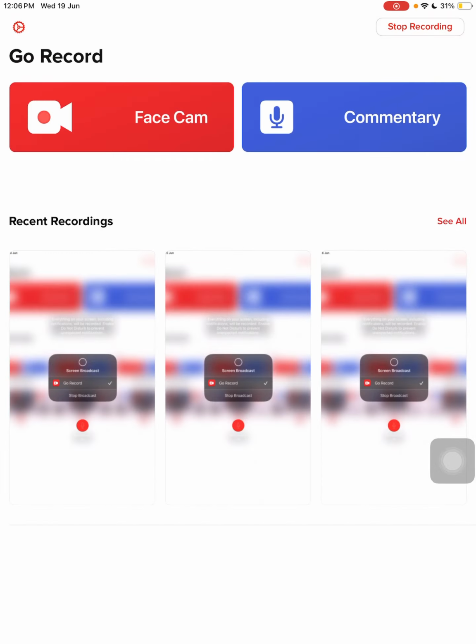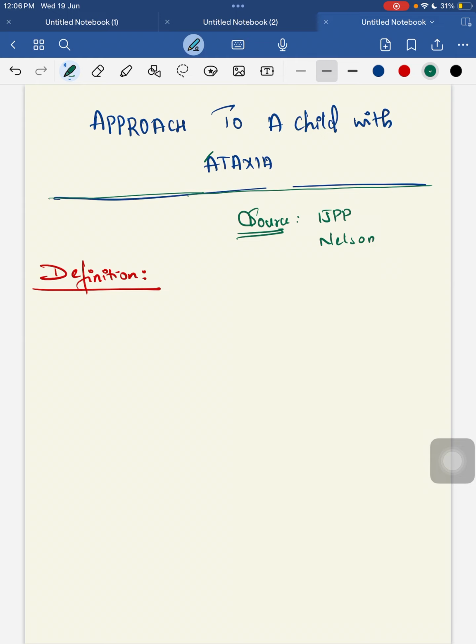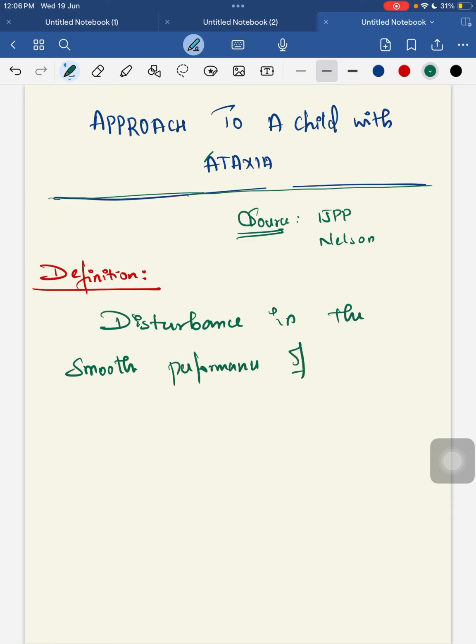Today let's discuss our most important topic, that is the approach to a child with ataxia. So what is the definition of ataxia? Ataxia refers to a disturbance in the smooth performance of your voluntary motor acts.